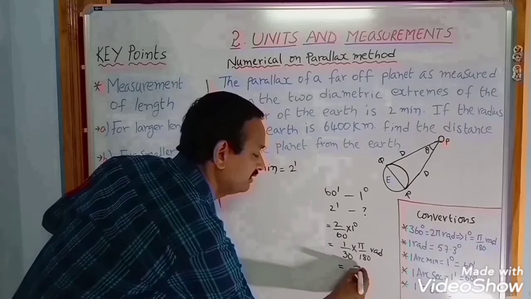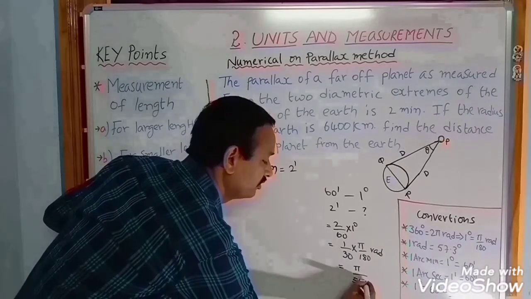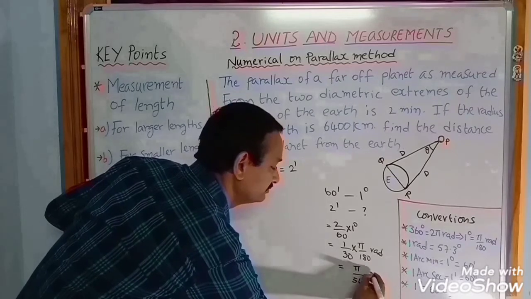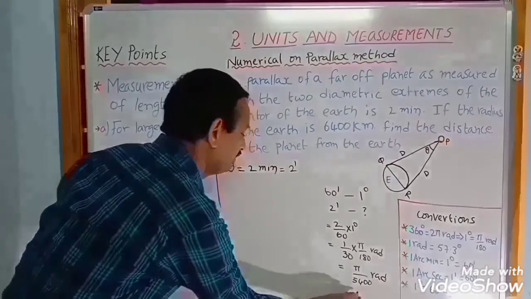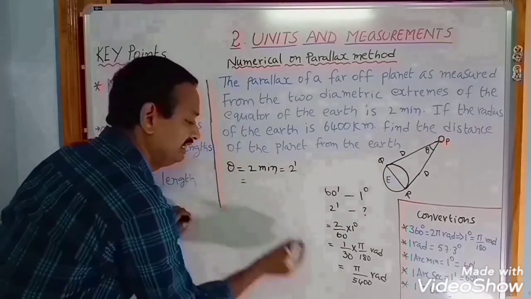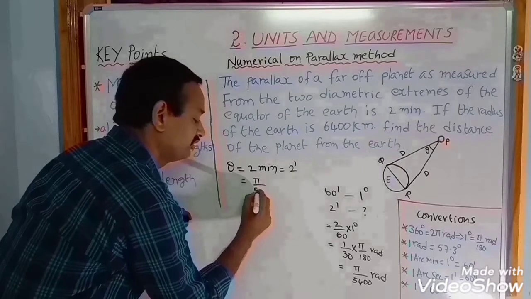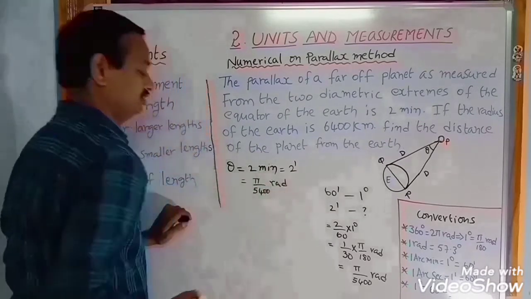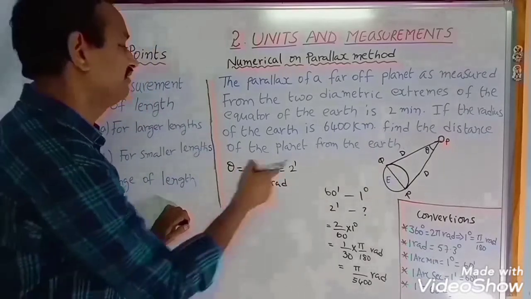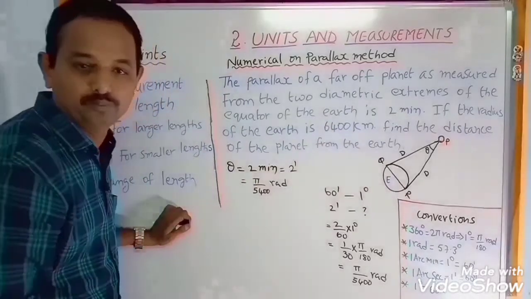So we will get pi by 5400 radian. So here I got theta in terms of radian, that is pi by 5400 radian. Now they have given the radius of the earth, 6400 kilometer.